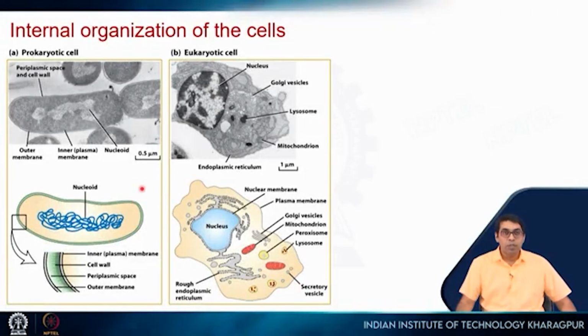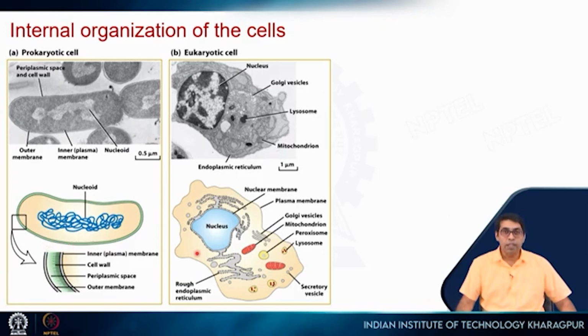So, general architecture of these two cell types will be something like this. This is a bacterial cell. So, what we see here is the plasma membrane and there is a cell wall. So, we have this inner plasma membrane. So, if we zoom into this, we have an inner plasma membrane and then we have a cell wall and then we have this periplasmic space, right, and then outer membrane. So, we will talk about this in more details in later lectures.